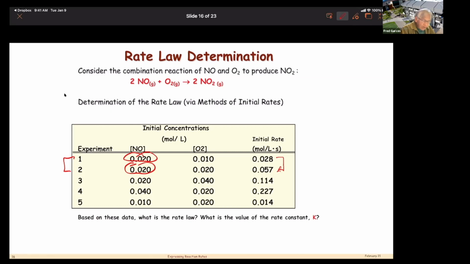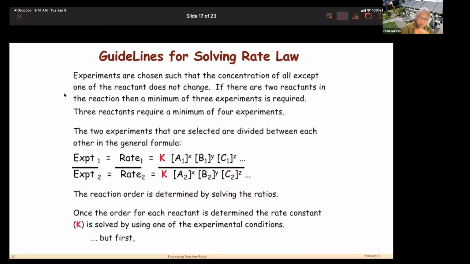Because if NO is constant, that really did not influence this change in the rate of the reaction. It was due to the change of the oxygen that caused this change to occur, because we're not changing the concentration of NO between experiment 2 and 1. So we can use that to simplify the math and then figure out the value of one of the variables. Let me show you how that works. Once you do this, it'll be like second nature. You could do it in your head.